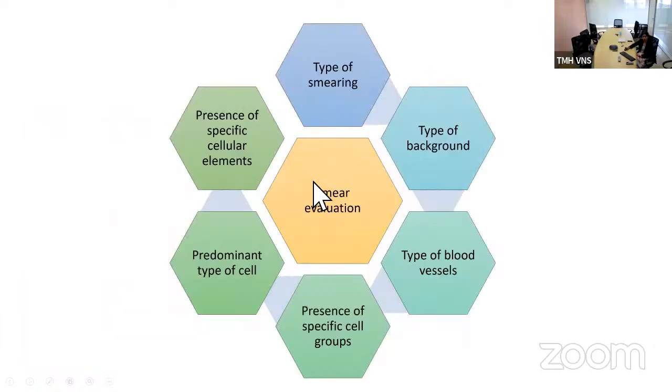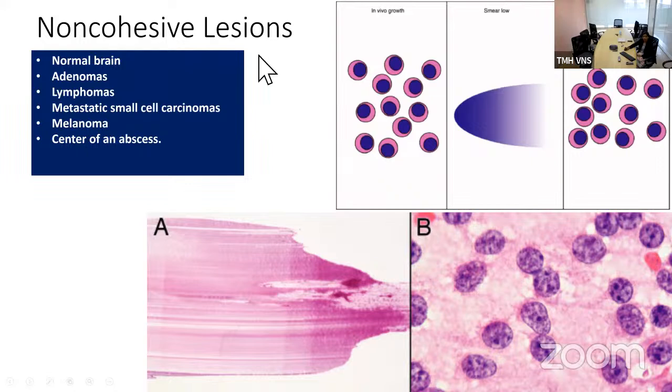Now, microscopic examination, the smear evaluation, these parameters are being evaluated. I will discuss them one by one. The type of smearing, the type of background, type of blood vessels, any presence of specific cell groups, predominant cell type, presence of specific cellular elements. So the type of smearing, the non-cohesive lesions like the normal brain, pituitary adenomas, lymphomas, melanomas, metastatic small cell carcinomas, they will show an even gradient while smearing, and the cells will be individually dispersed. Like this is an example of a pituitary adenoma.